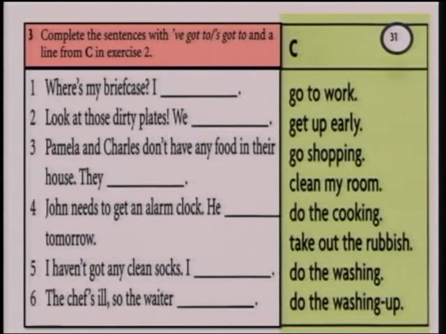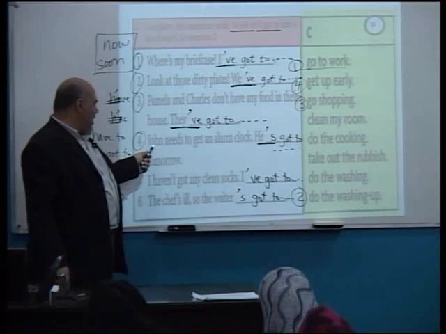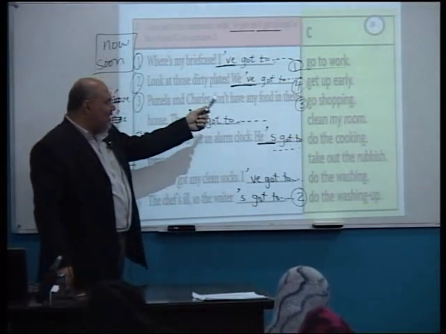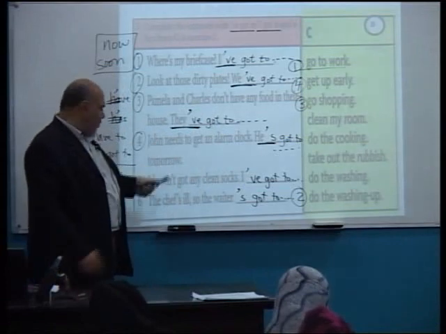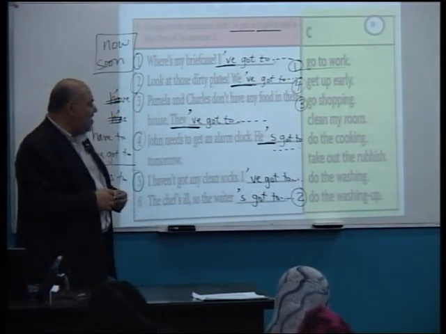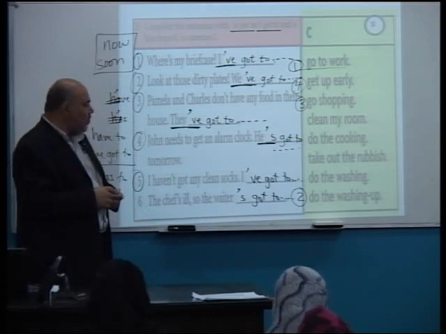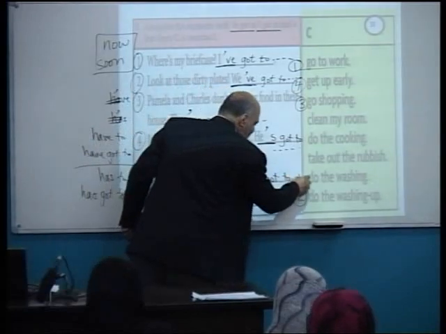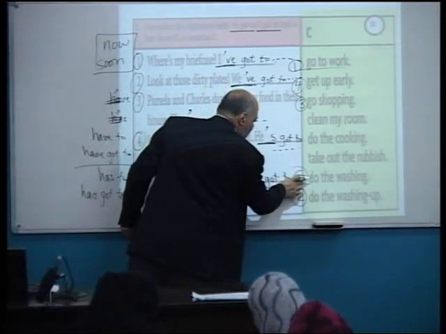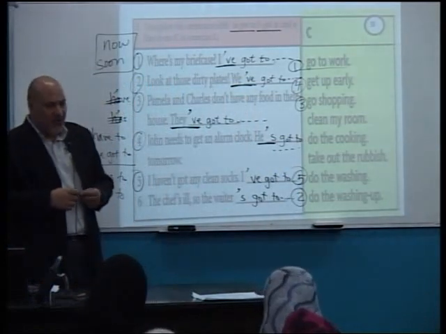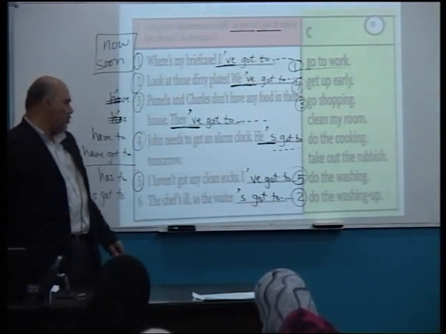Alarm clock for what? For getting up early. John needs to get an alarm clock. He's got to get up early tomorrow. Number 5. I haven't got any clean socks. I've got to do the washing. Socks, clothes. So washing.